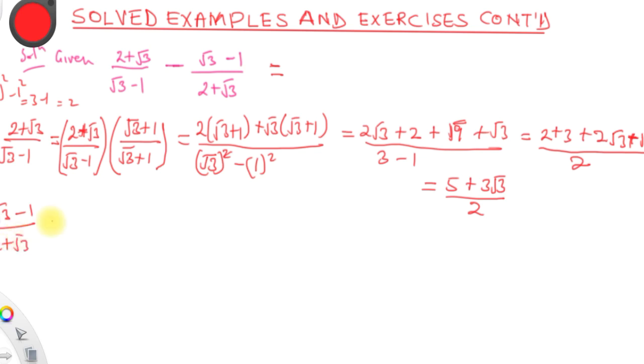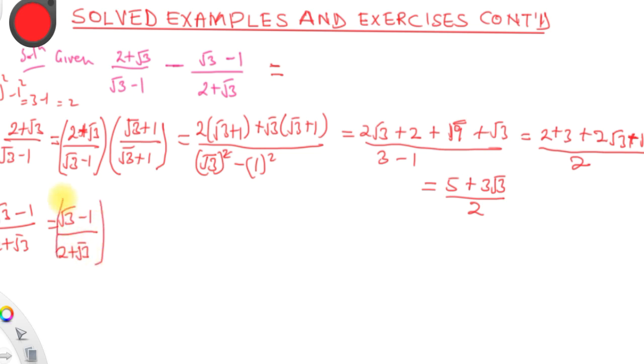So this is what we have. We are rationalizing. So the conjugate of 2 plus square root of 3 is what? 2 minus square root of 3. So we write the same given set: square root of 3 minus 1 divided by this given set, which is 2 plus square root of 3.